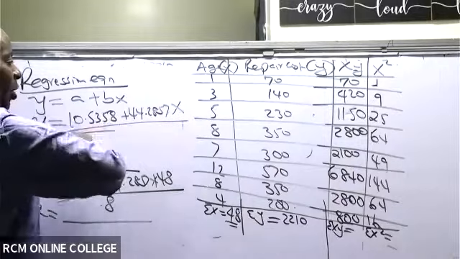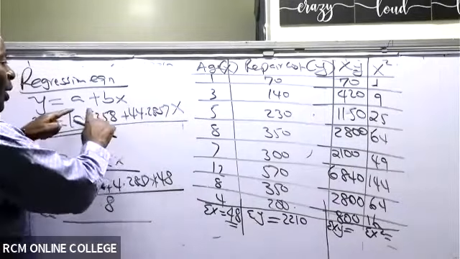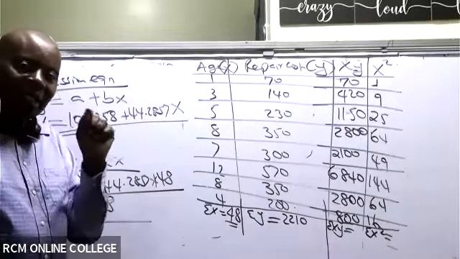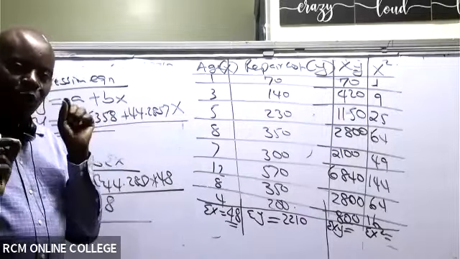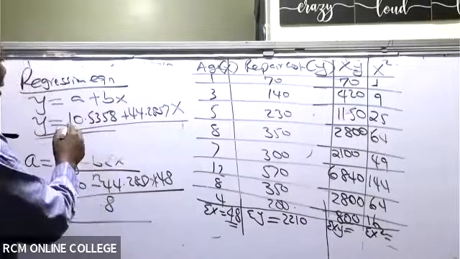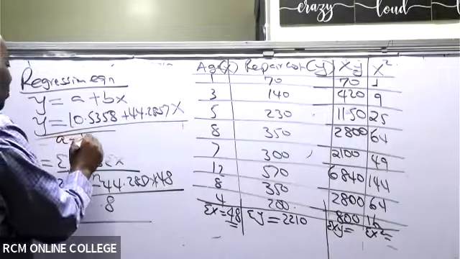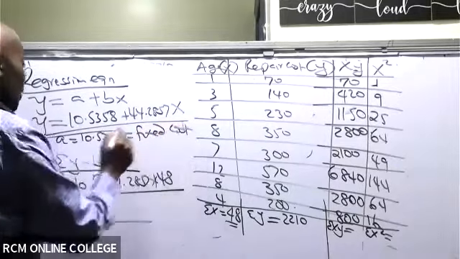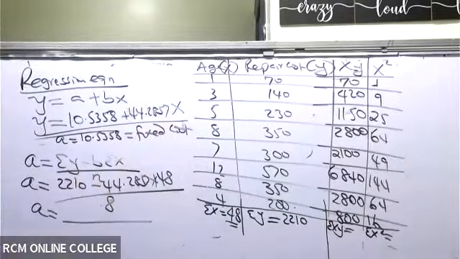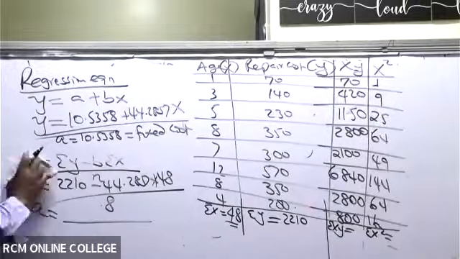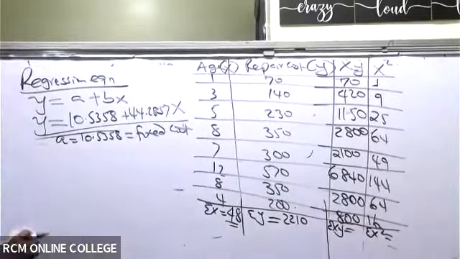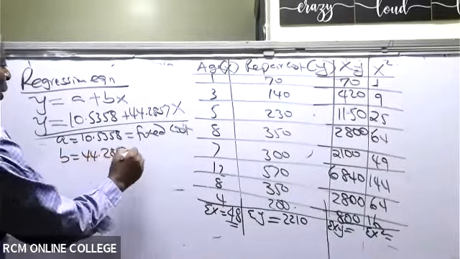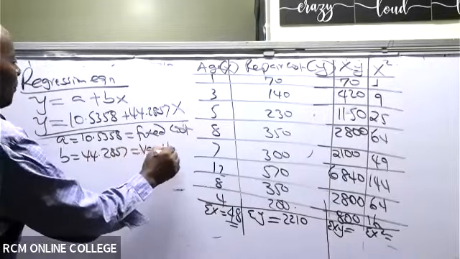Remember, all these are repair costs. If you remember very well, this A is the fixed cost, the one that does not depend on X. It doesn't matter the age. So we have two types of cost here. A is 10.5358, which is the fixed cost. And then of course we have B. B is 44.2857, which is the variable cost.